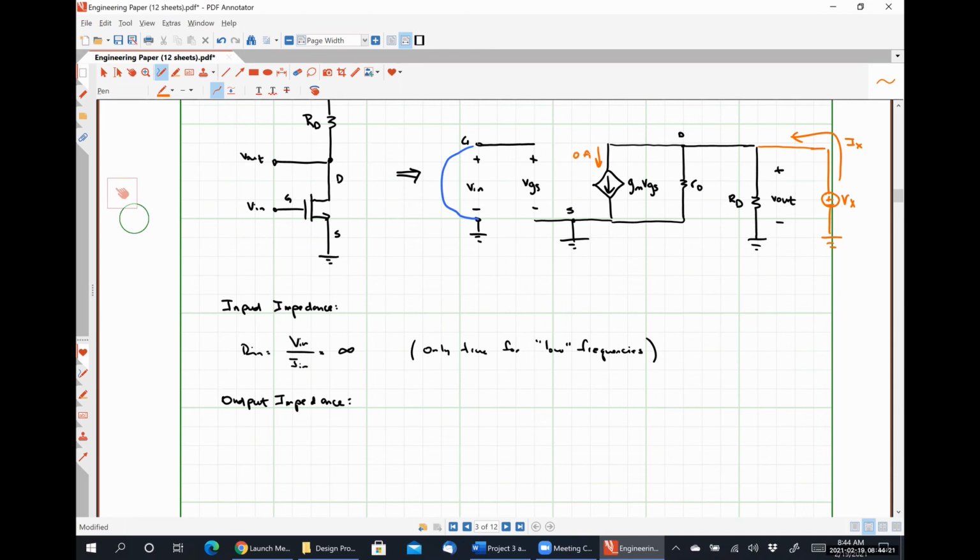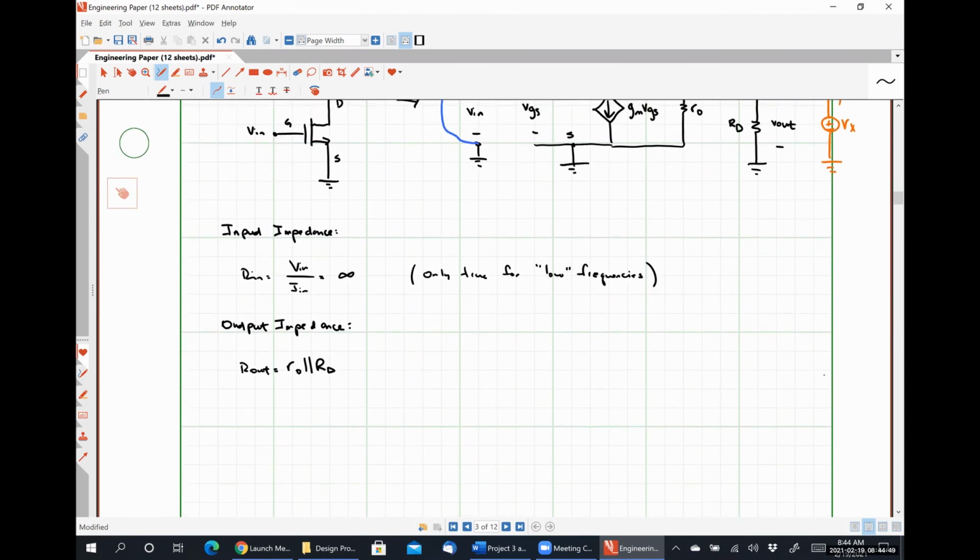So what that test voltage source applied at the output terminal sees then is that resistance RD in parallel with that resistance R naught. So that's why Vitali was partially correct. R out is simply R naught in parallel with RD.